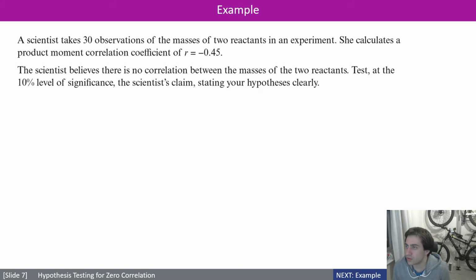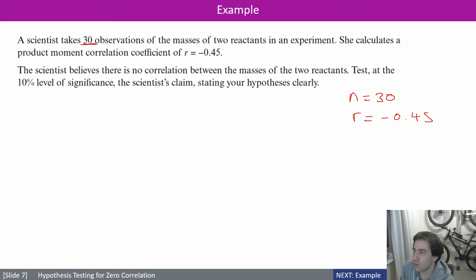We've got the first of two examples. A scientist takes 30 observations, n equals 30, of the masses of two reactants in an experiment. That's our bivariate data. She calculates a PMCC correlation coefficient of r equals minus 0.45. That's our sample PMCC. The scientist believes there is no correlation between the masses of the two reactants. Test at the 10% level of significance the scientist's claim, stating your hypotheses clearly.